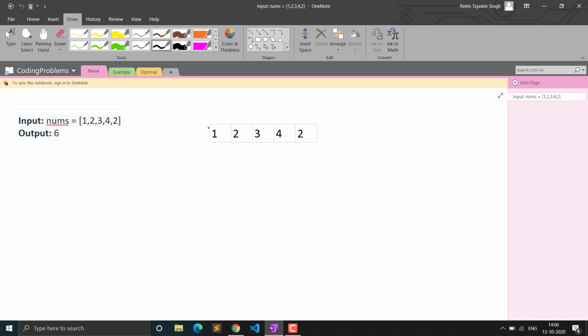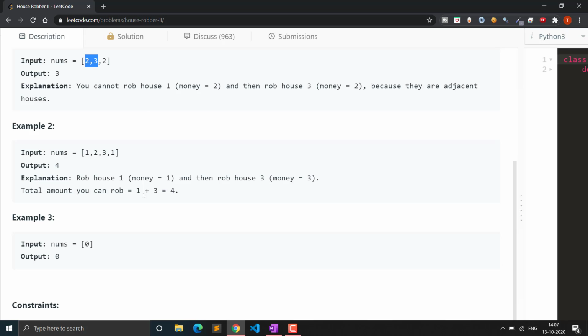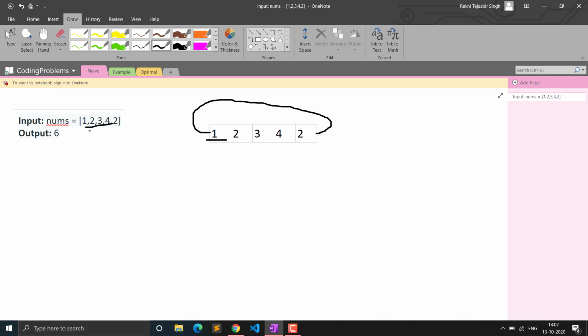So let's see how we can approach this question. If you have solved the previous question House Robber 1, you would know the recursion approach. In this question, the first and the last index are connected, so you cannot rob both of them.